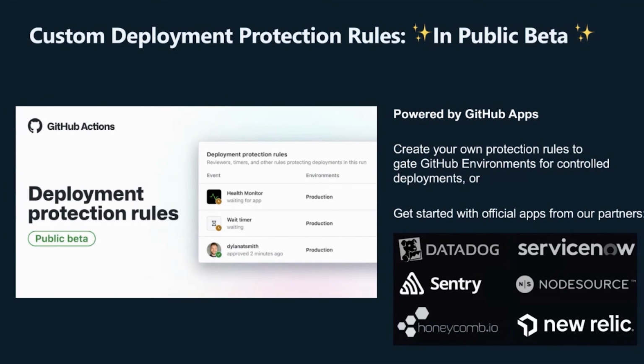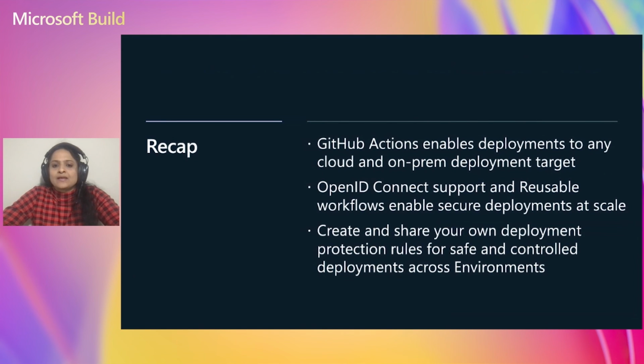Or you could just get started with one of our official apps from partners like Datadog, ServiceNow, Sentry, New Relic, NodeSource, and Honeycomb. Just to do a quick recap, in this session, we learned how GitHub Actions can enable deployments to any cloud or any on-premise deployment target like Kubernetes. OpenID Connect support and features like reusable workflows can enable secure deployments at scale. We've also learned how the new deployment protection rules feature could help you create your own gating logic and control your deployments across your environments in a very safe and very compliant manner.